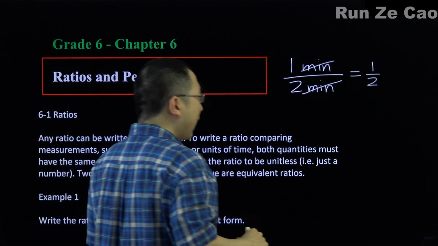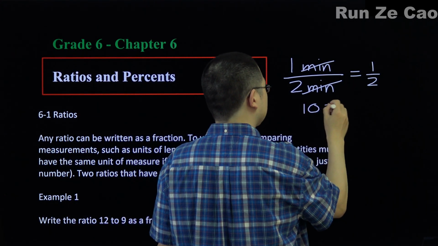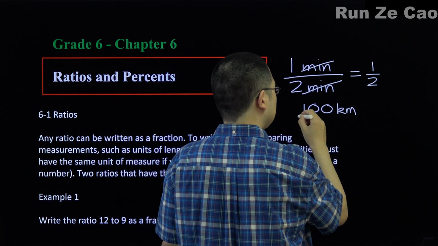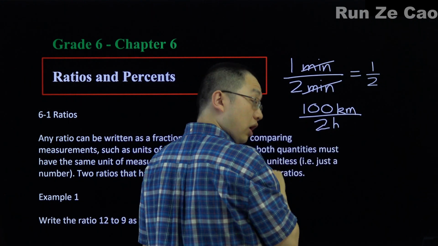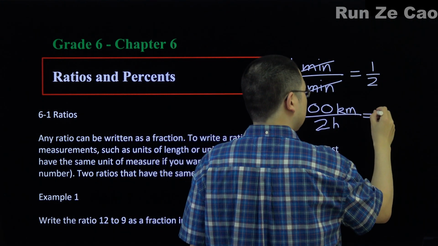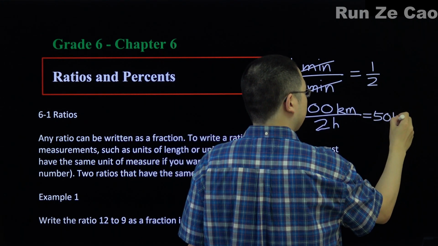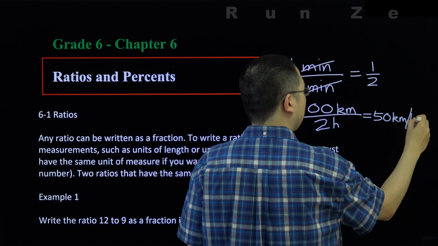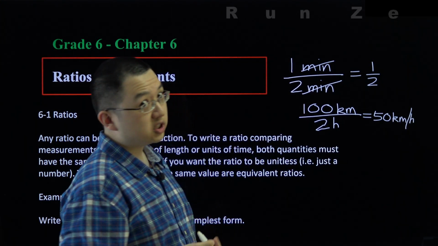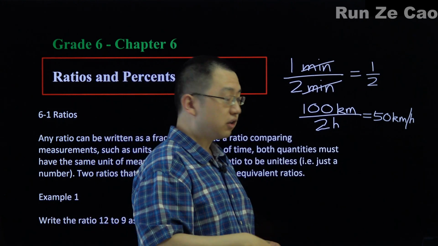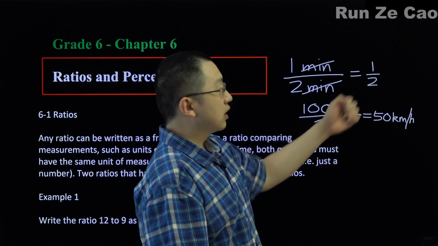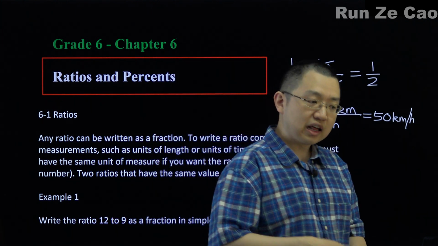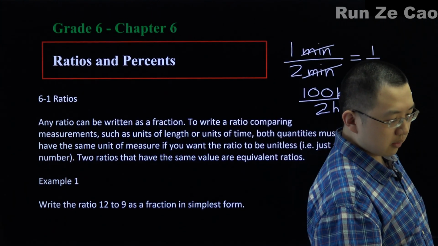Okay, what about, say, I went 100 kilometers in 2 hours? Oh dear, the units do not cancel out. So this is 50 kilometers per hour. That's still a ratio, but it's a ratio between different units, so you have to have the units designated. Whereas if the units cancel out, then it is unitless. There's no unit. It's just a number.